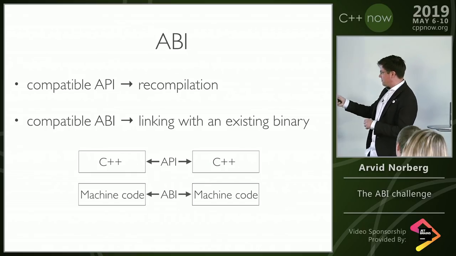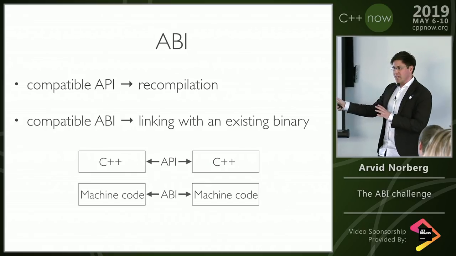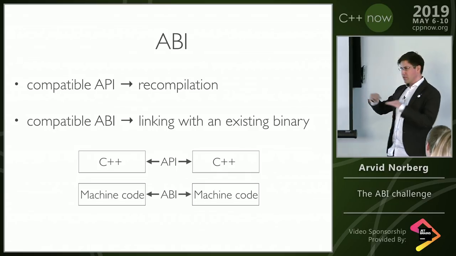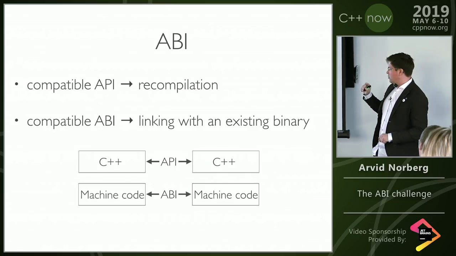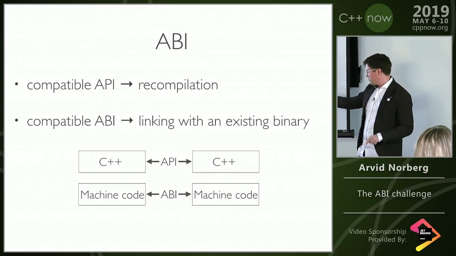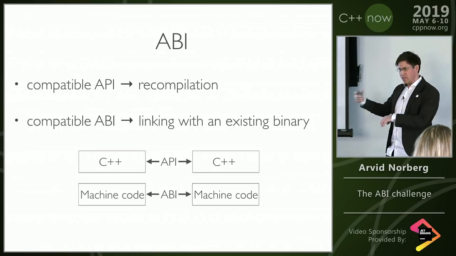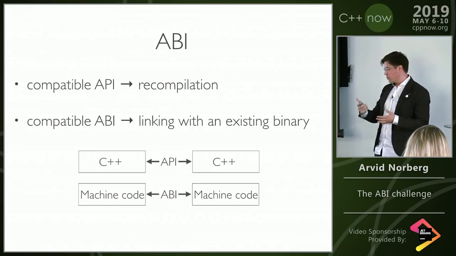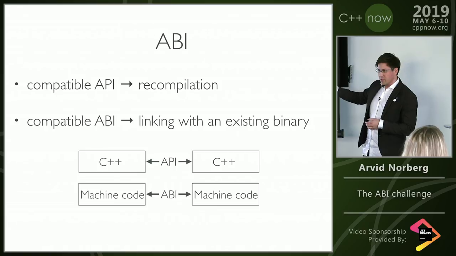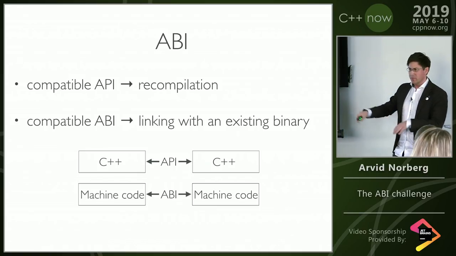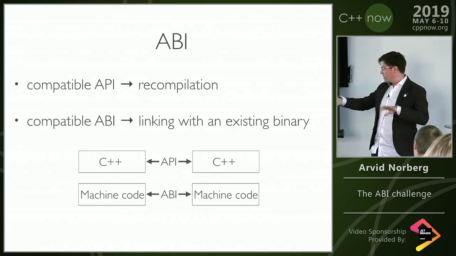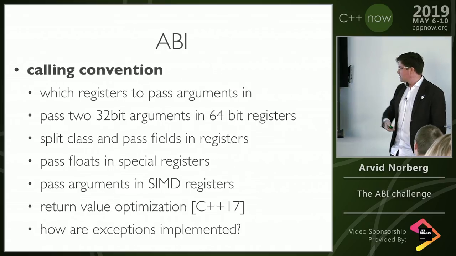If you have a compatible API and you switch out one of these components, you can recompile and it should work. If you have a compatible ABI and you have two objects of machine code, you can switch one out and just link them together and it'll work. But API compatibility does not imply ABI compatibility. You might have to actually rebuild everything that you're touching.